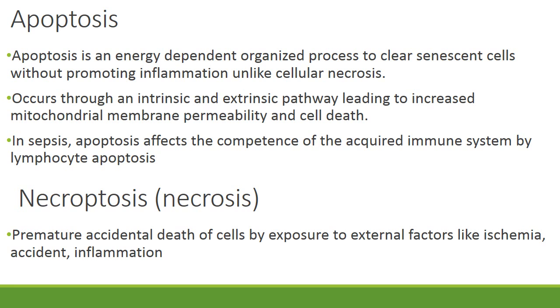to cell death. During sepsis, apoptosis affects the competence of the acquired immune system by specifically causing lymphocyte apoptosis. So when that cell line gets affected, that's when the acquired immune system gets defunct. There's a dysregulation of immunity, and because of the overwhelming sepsis and lack of immunity, it may lead to one cause of the death of the individual.